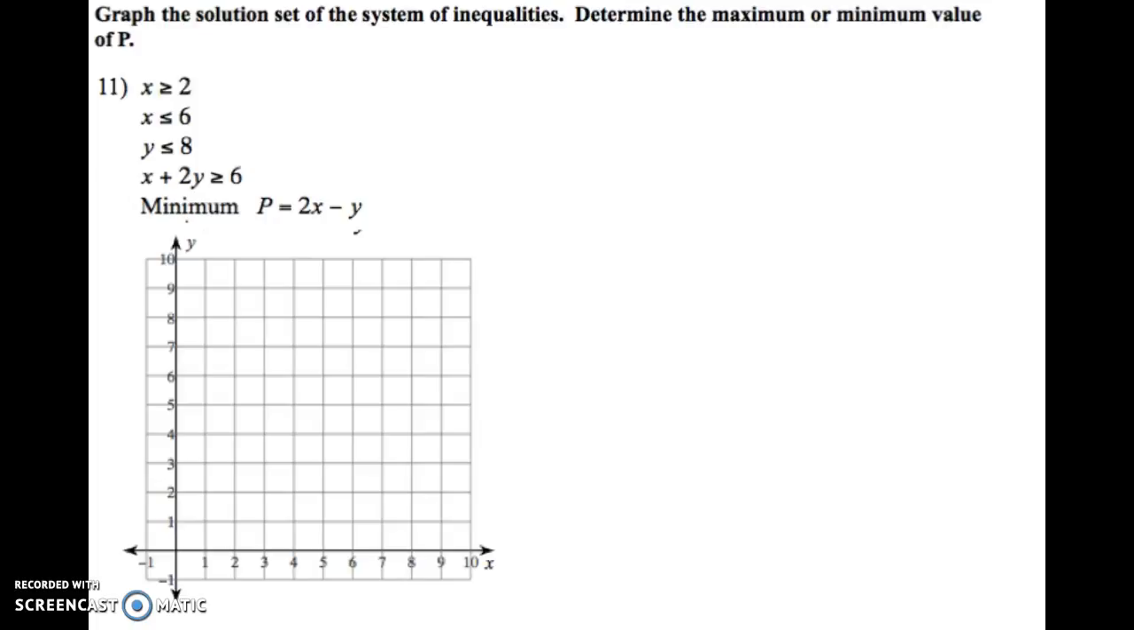Continuing with the Algebra 2, Unit 3 test review, problem number 11. Linear programming problem. This is where we want to start by graphing the lines.